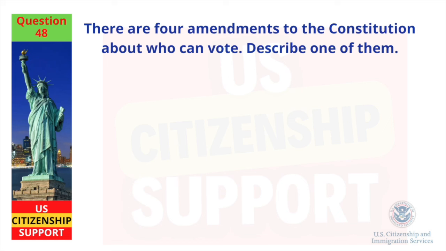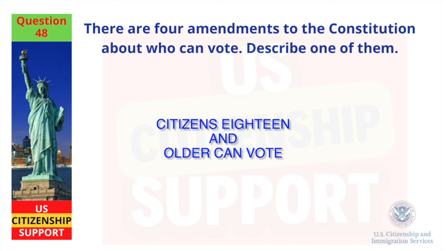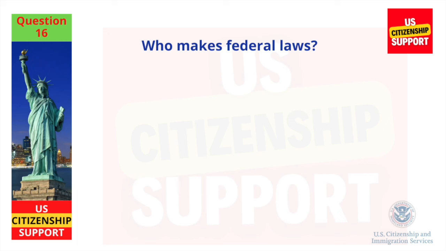There are four amendments to the Constitution about who can vote. Describe one of them. Citizens 18 and older can vote. Who makes federal laws? Congress.